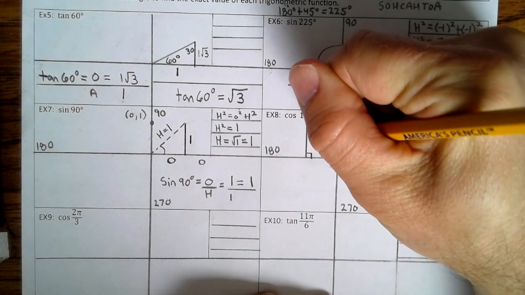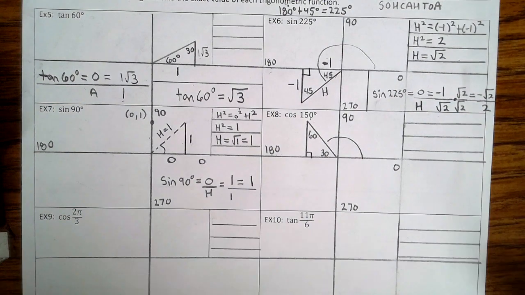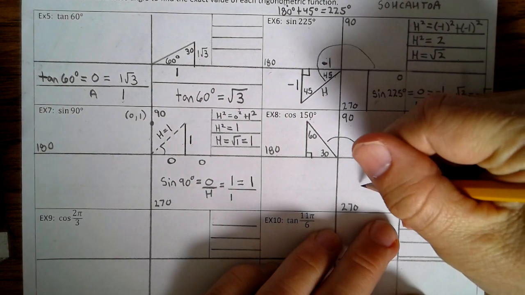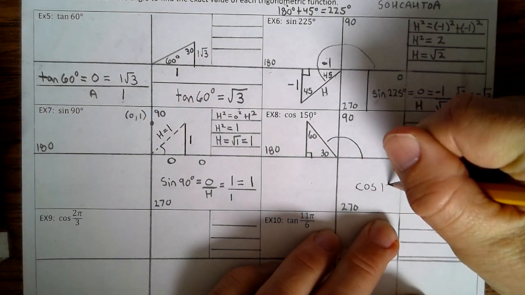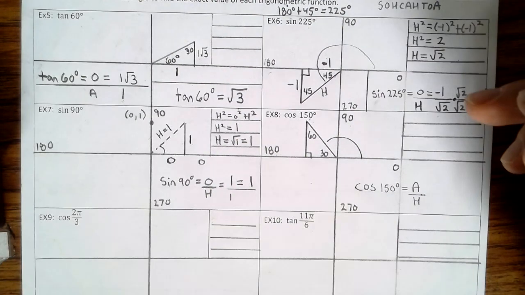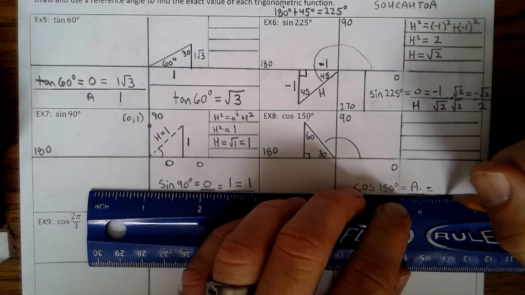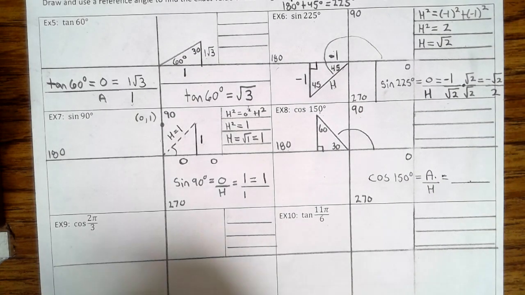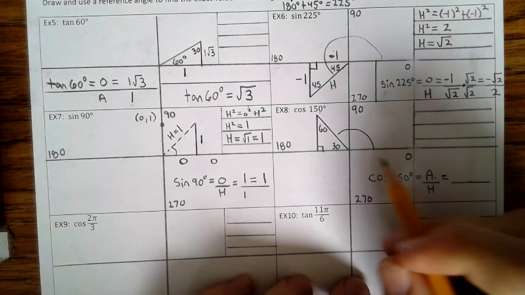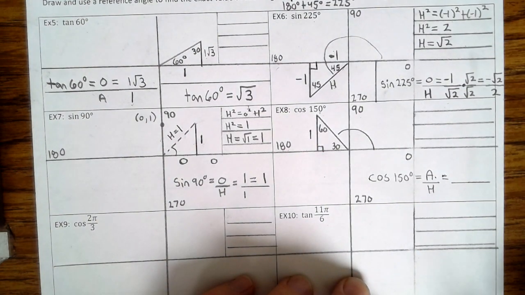Okay, now we know cosine of 150 degrees is equal to the adjacent over the hypotenuse. Well, we know from our notes that this is 1, and across from 60 would be, remember, square root of 3 from our notes here, but it's negative, so it's negative 1 square root of 3.